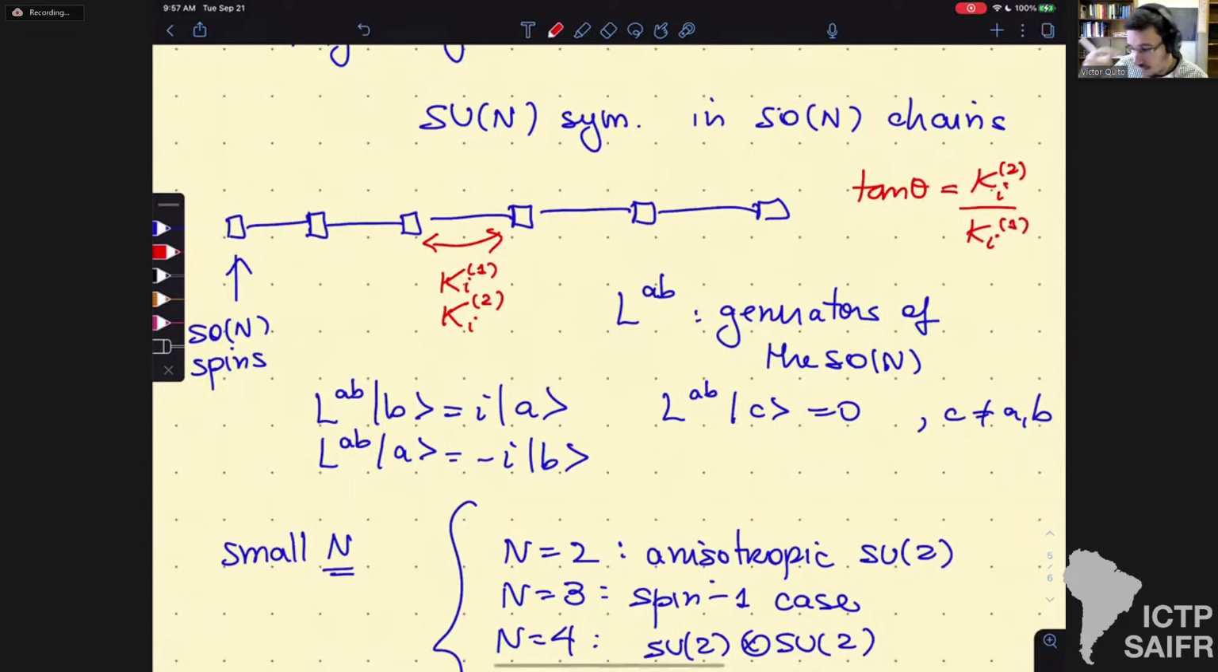And this is not completely necessary, but just to make it easier to analyze the flow, I will assume that there is no initial disorder in the angle. Okay, there is no initial disorder in this angle.